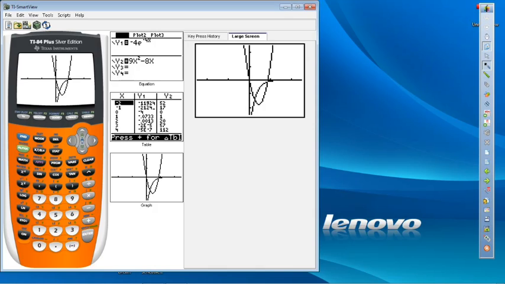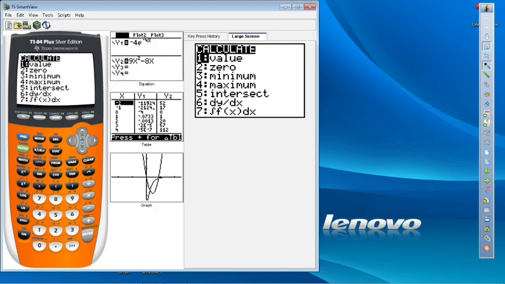Okay, so I have basically 2 points of intersection. So those are the 2 points that I need to find. Because with the points of intersection, that's when they're equal to each other. So what I'm going to do is I'm going to do second, calculate. I'm going to do points of intersection, which is 5.